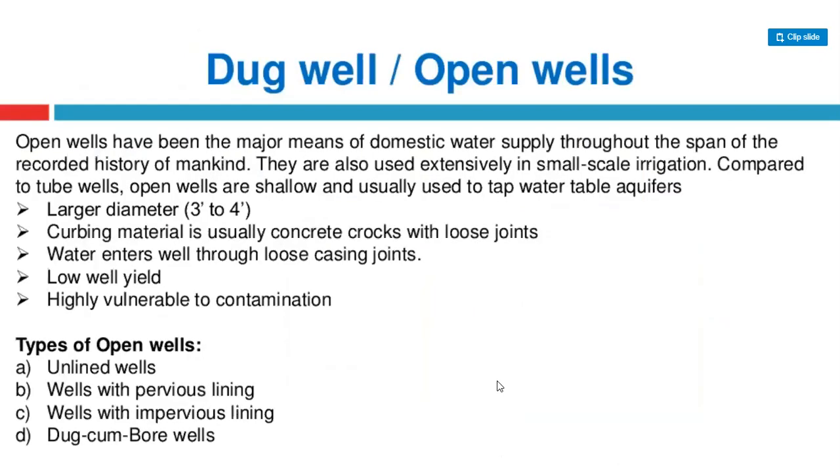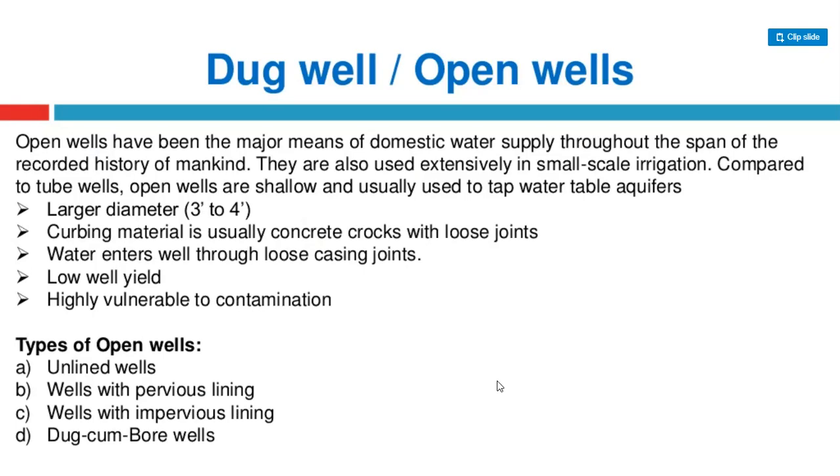So dug well or open well. Open wells have been the major means of domestic water supply throughout the span of the recorded history of mankind. They are also used extensively in small-scale irrigation compared to tube wells. Open wells are shallow and usually used to tap water table aquifers. The large diameter is 3 to 4 inches. Curbing material is usually concrete rings with loose joints. Water enters the well through loose casing joints.